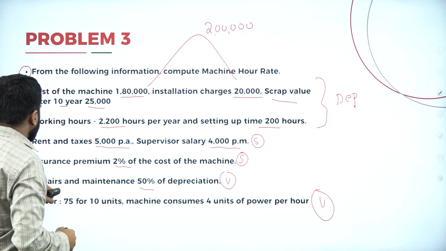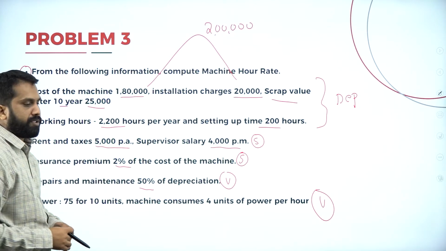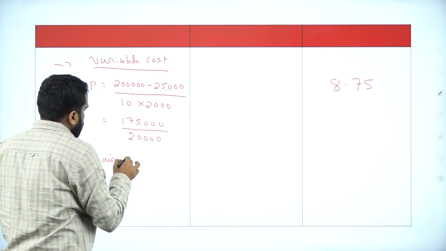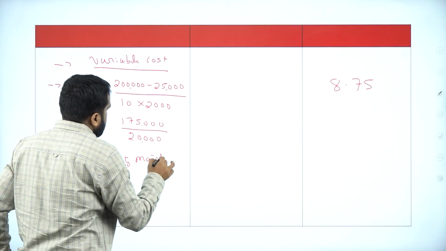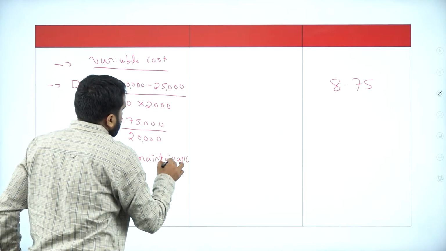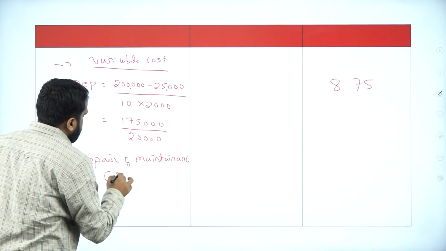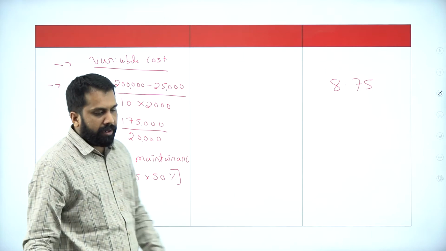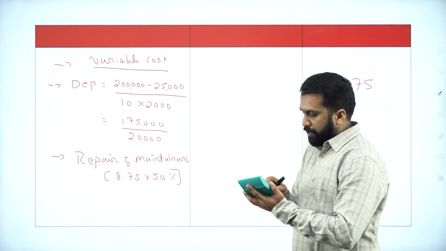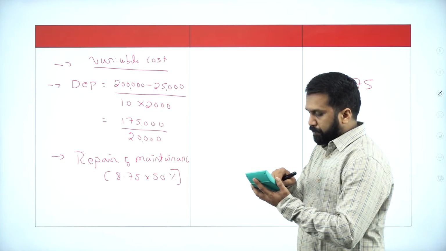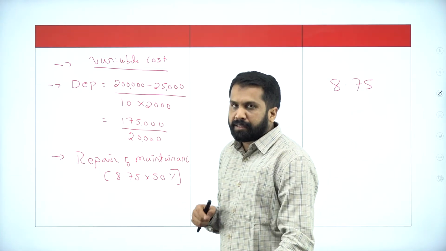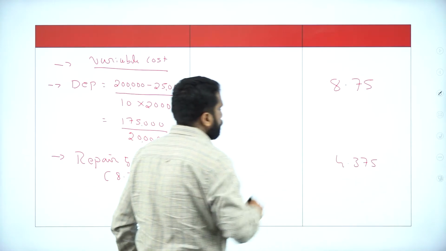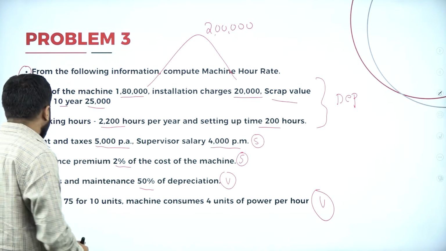We have repair and maintenance, 50% of depreciation. So how much is it? 8.75 multiplied with 50%. I got 4.375. So your answer is 4.375. We'll go for the last one.